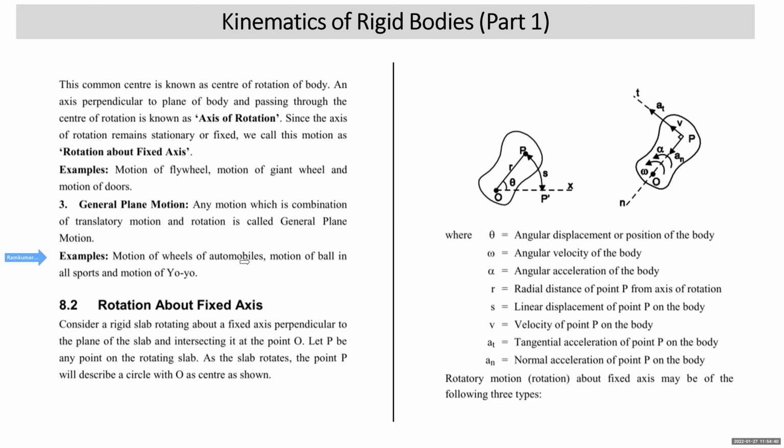Another example, motion of the ball in all sports, whether it is cricket, football, volleyball, or basketball, in all the games, the ball not only rotates, but it translates also. Another example is the motion of a yo-yo. Most of us have enjoyed a yo-yo, right? So what is a yo-yo? Basically, it is a disc around which a string is wrapped. And in one action, when you throw it, the disc will go away from you, and at the same time, the string is unwinding from the disc.